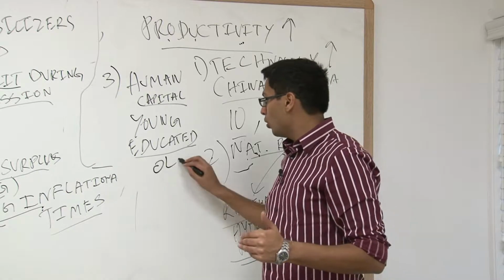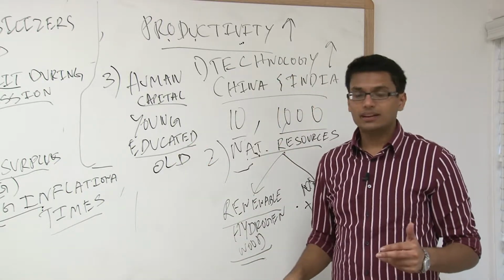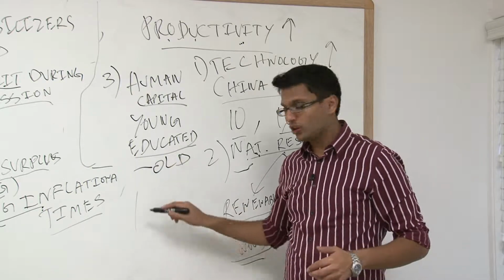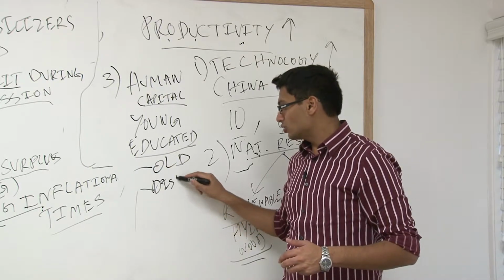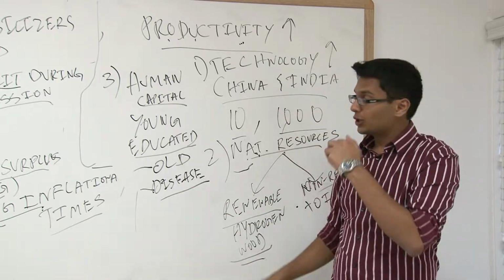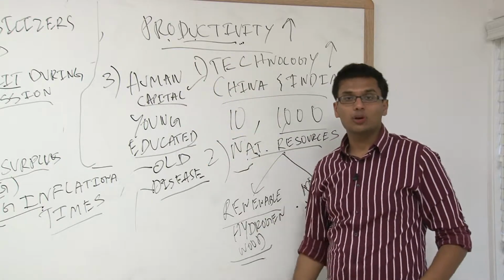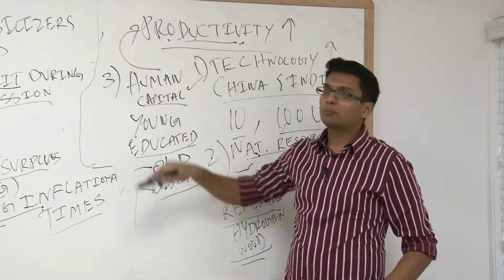But let's say you have an old labor force, okay? Obviously when you're old, you have more diseases, so they're not as productive, right? Pretty simple stuff, okay? So your human capital is something you need to watch out for, and that's something governments need to pay attention to because it directly affects your productivity.